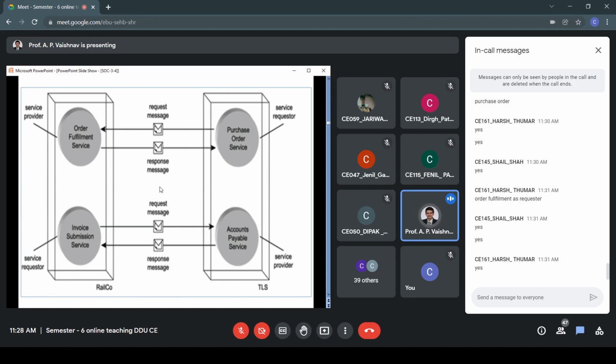Same way you can relate this to invoice and account, right? Invoice means the bill has to be sent first. Okay, so in that case invoice is acting as a requester, and account is acting as a provider. But when the account service sends the response, at that point account service becomes a requester, and invoice becomes a provider. Okay, so the roles are changing. Clear with this example? Yes. Okay, good.